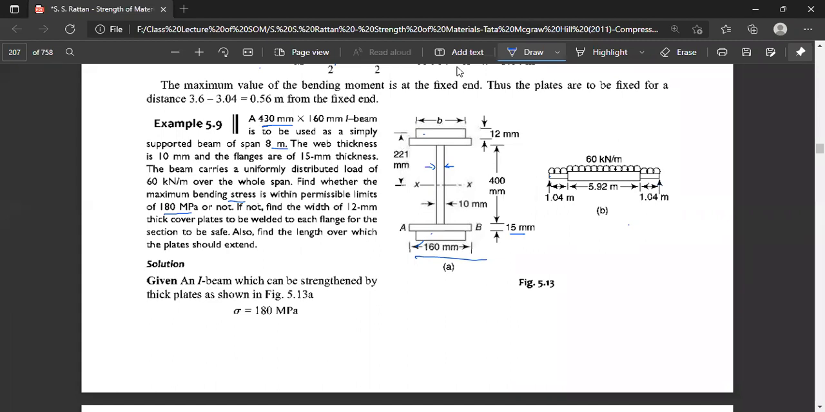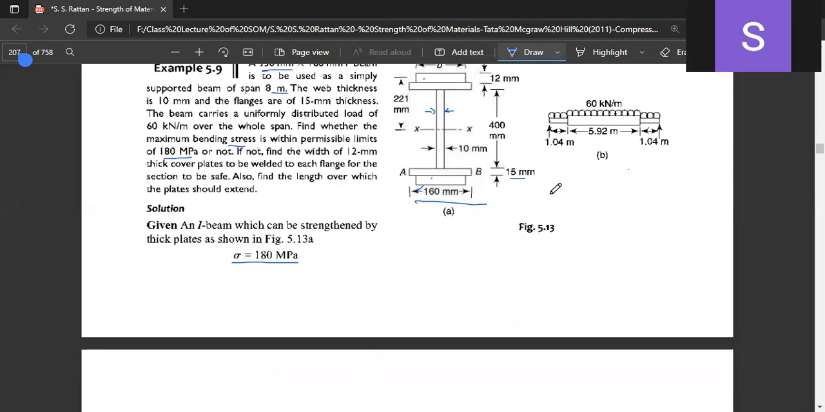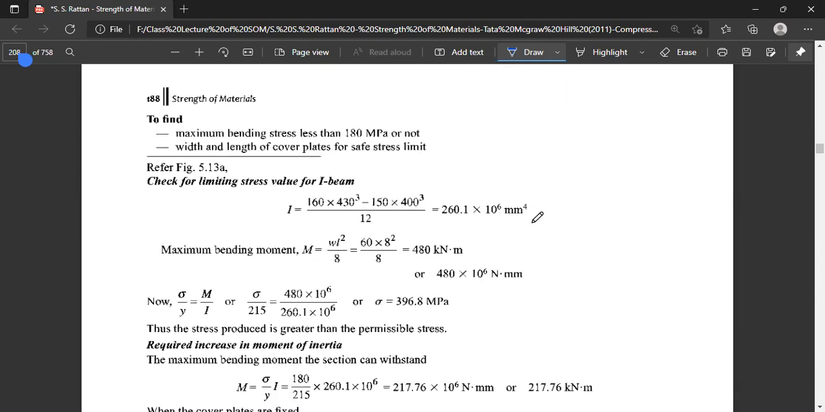Now, the strength of the beam is supposed to be a maximum of 180 MPa. So we are supposed to find whether this maximum bending stress is less than or equal to 180 MPa, and the width and length of the plate for the safe stress limit. If it is not, then 180 MPa is not the safe stress.